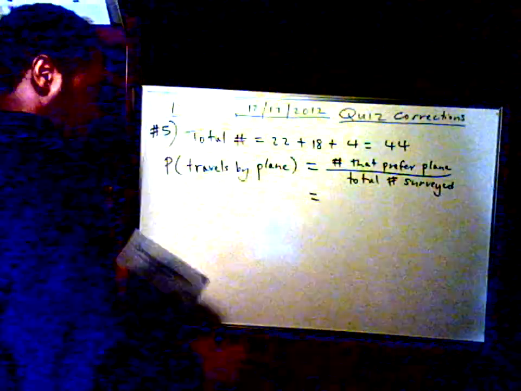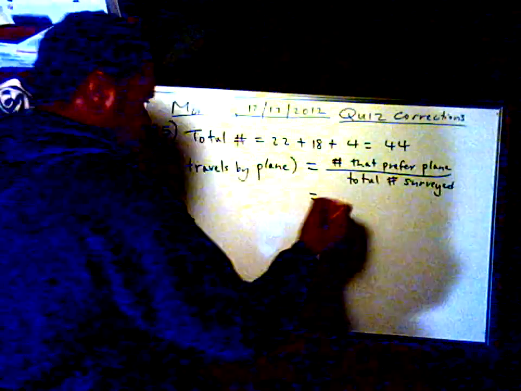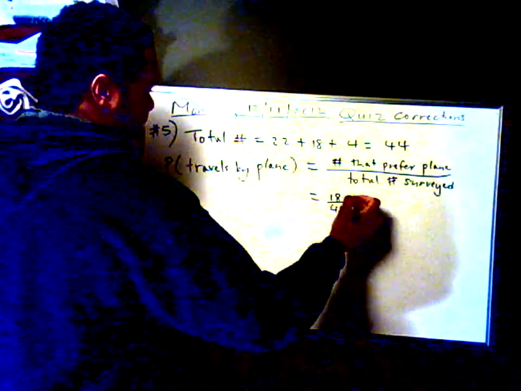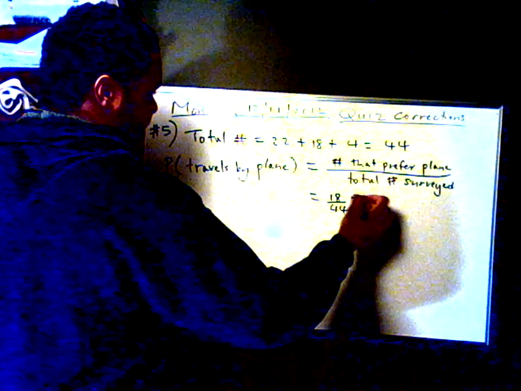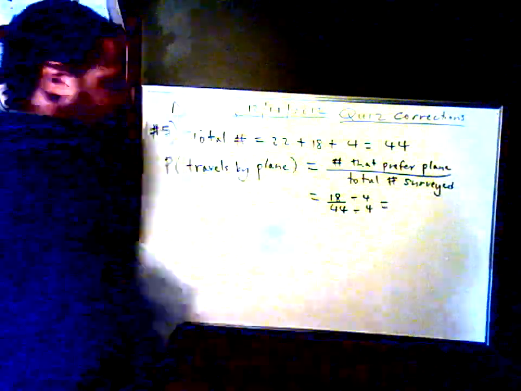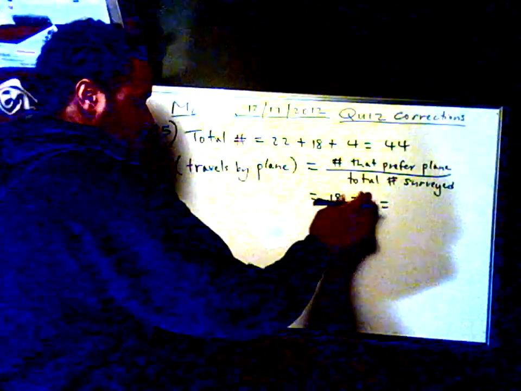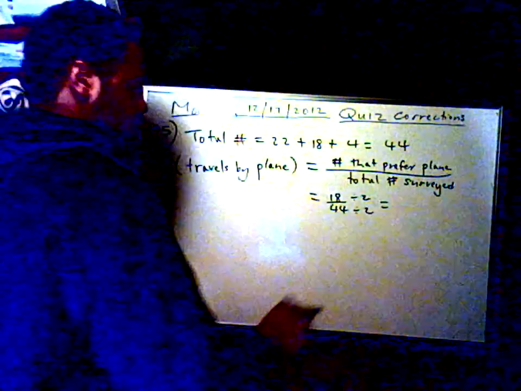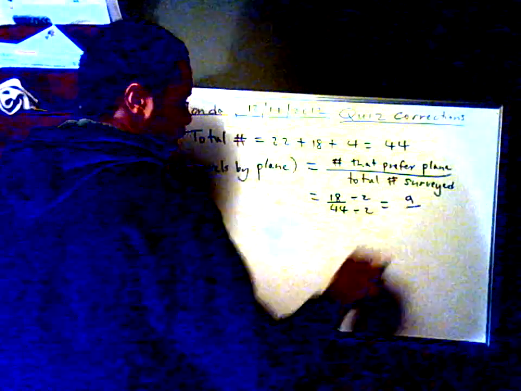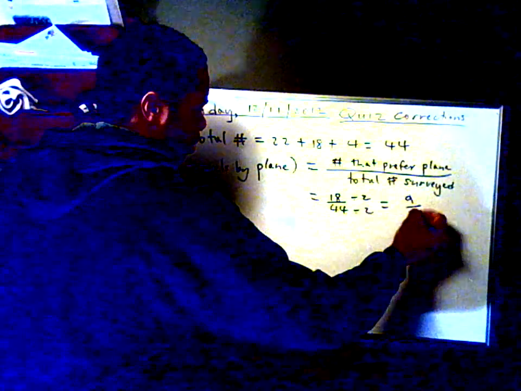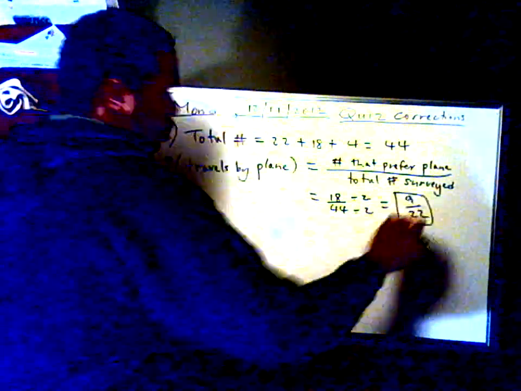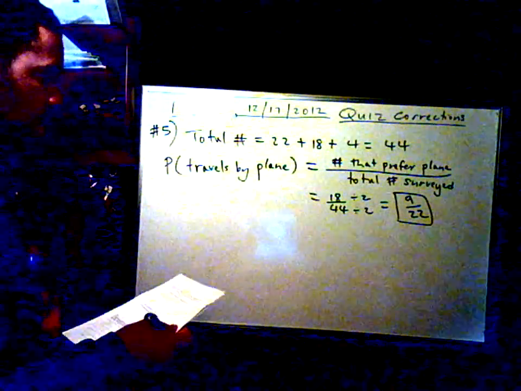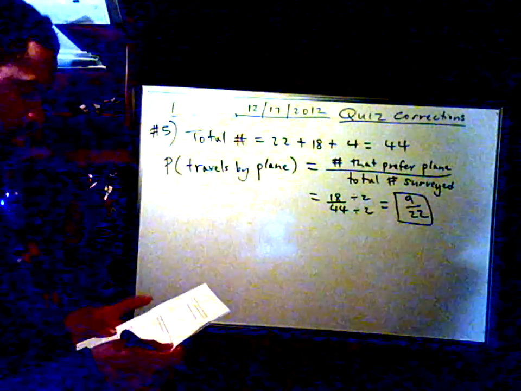And that would give us 18 people prefer to travel by plane. So it's 18 over 44. That's the probability. And I can simplify that by dividing the numerator by 2, and the denominator by 2. So 18 divided by 2 is 9, and 44 divided by 2 is 22. So the probability that a person travels by plane is going to be 9 out of 22.